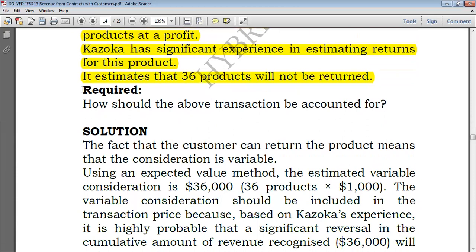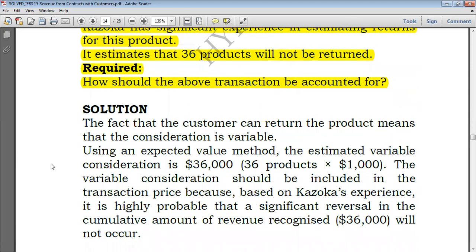So what are we required to do? We are told here: how should the above transaction be accounted for? Now, how are we going to account for this transaction? So this is what is going to happen. Just ask yourself, the fact that the customer can return the product means that the consideration is variable. Very, very obvious. You have received something, but it can reduce.